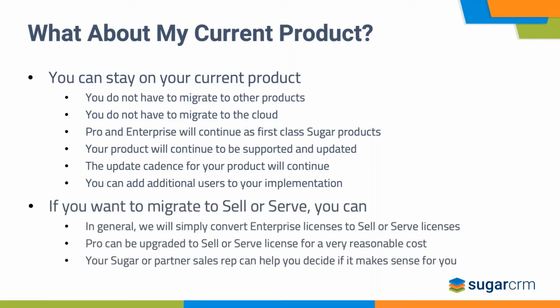If you do want to migrate to Sell or Serve, you can. And in general, what we're going to do is simply convert your enterprise licenses, for example, to Sell or Serve licenses at the same price that you're paying today. If you're on Pro, Pro is an entry-level offering, so there is a fee involved in that, but that'd be the equivalent of the fee it would have cost you to upgrade to Enterprise, and you would be able for that fee to upgrade to Sell or Serve instead. Your Sugar or partner sales rep can help you decide if that makes sense for you.